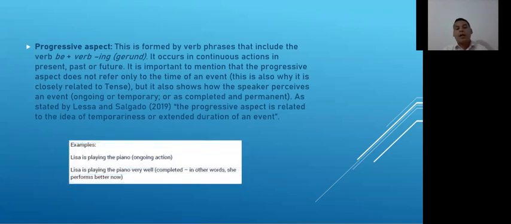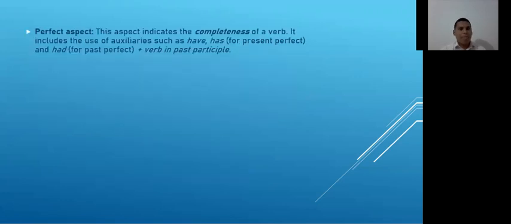Lisa is playing the piano. Ongoing action. According to this sentence, that is happening in this moment. Okay? Or what about this one? Lisa is playing the piano very well. This means that the action has been completed. In other words, she performs very well. She performs better now. All right? So as I mentioned. Now, let's continue.